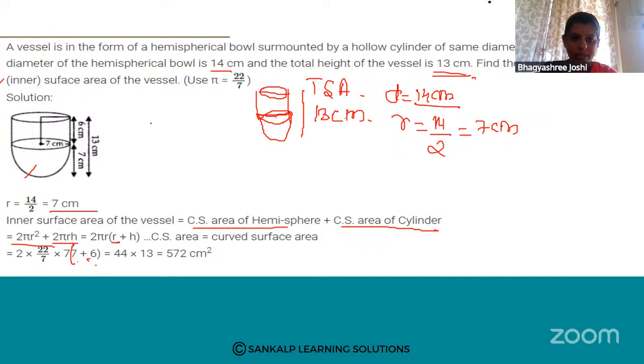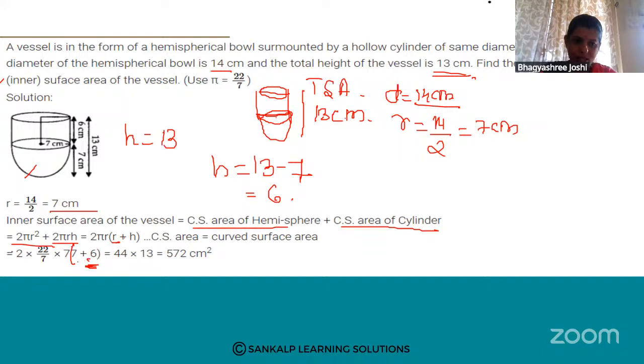Okay, so here 13 is the full height. Okay, height of the full vessel. Then what is the height of the cylinder? Height of the cylinder is 13 minus radius, that is 7. 13 minus 7 is 6, right? So h is 6 here.